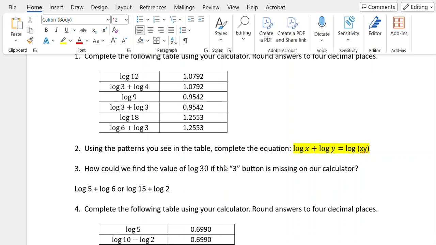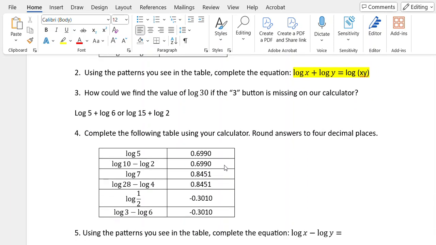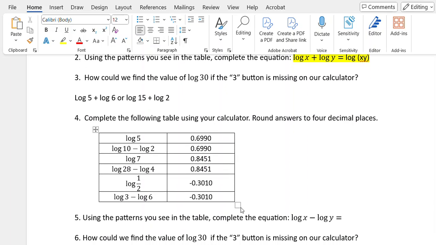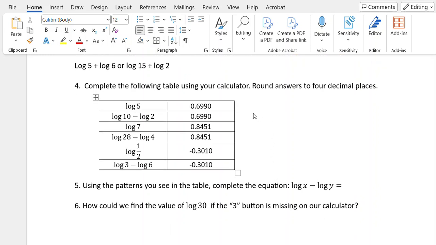So now let's look at the next table. Again, I've filled this in already, so you will need to fill it in on your own first. And then let's look at what we have here as far as patterns. So we have log of 5 is the same as log of 10 minus log of 2. Log of 7 is the same as log of 28 minus log of 4. And the log of 1/2 is the same as log 3 minus log 6.